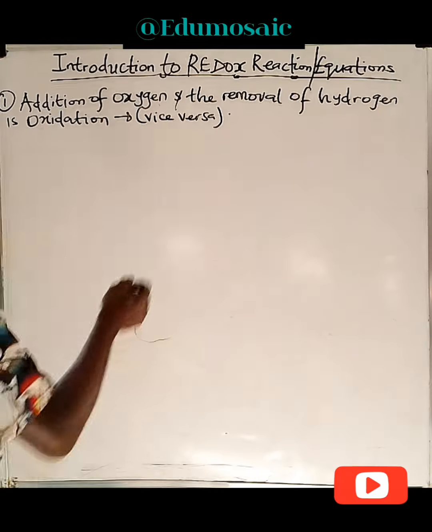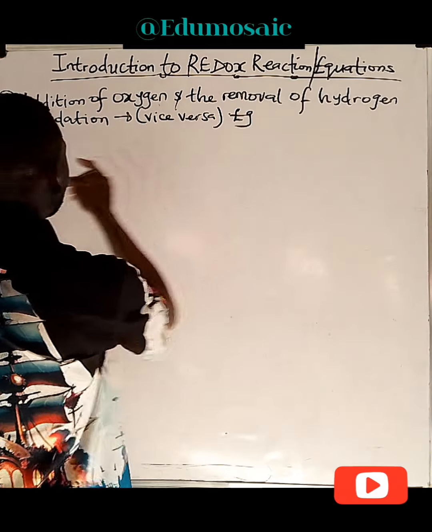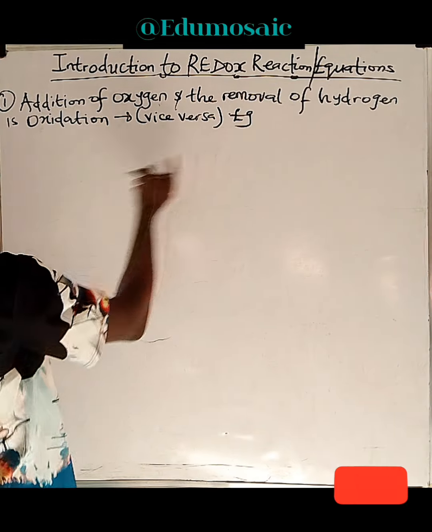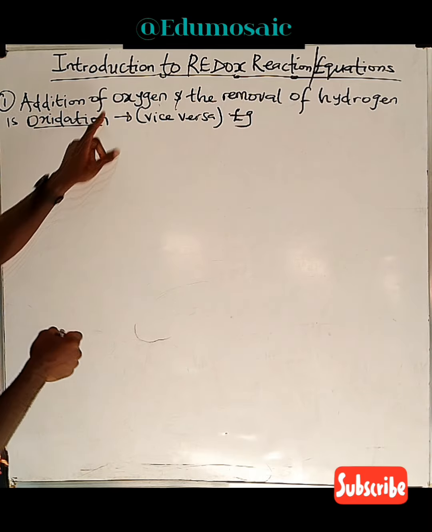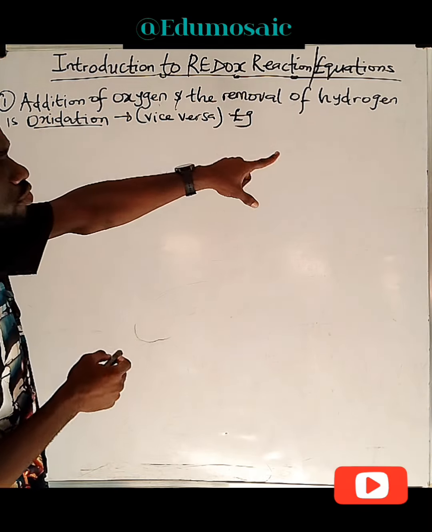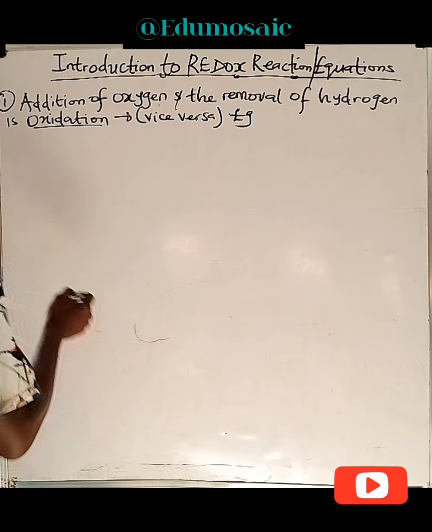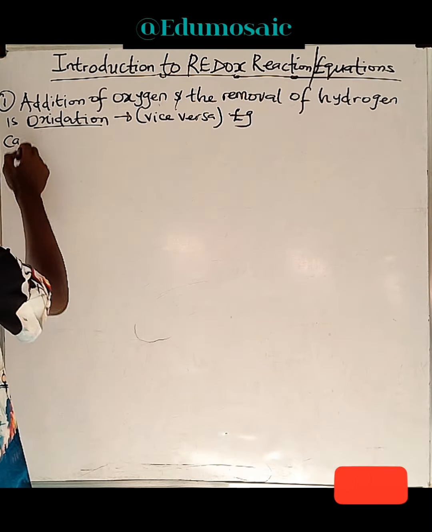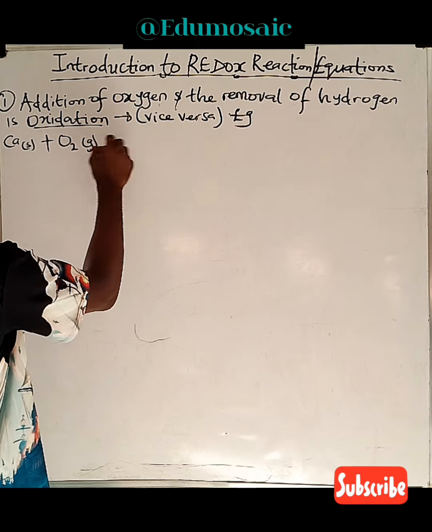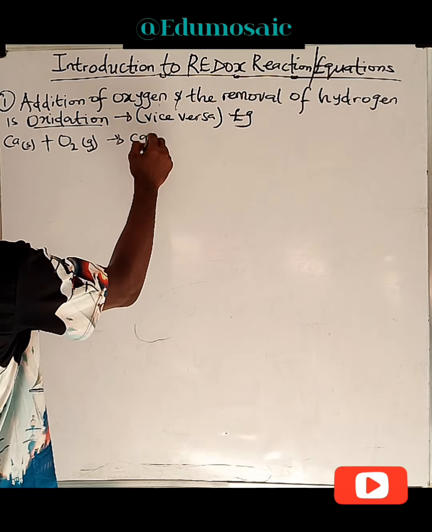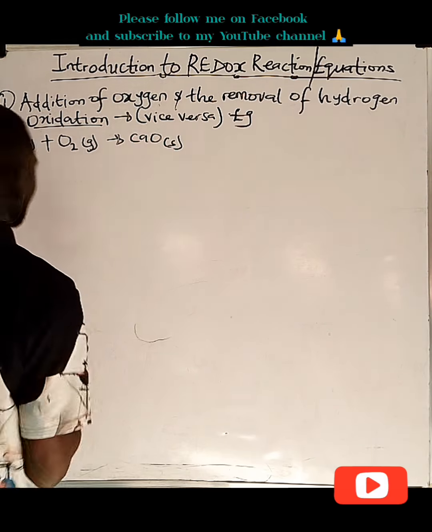So let's look at an example like this. Don't forget, the addition of oxygen and the removal of hydrogen is what we call oxidation, while the removal of oxygen and the addition of hydrogen is what we call reduction. So let's look at this. Let's say we have calcium, which is a solid, plus oxygen, which is a gas. When they both combine together, we have calcium oxide, which is another solid.